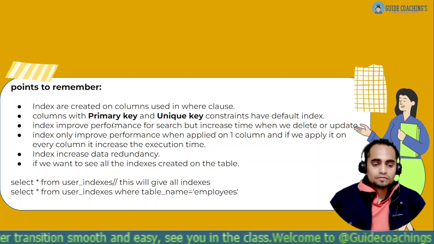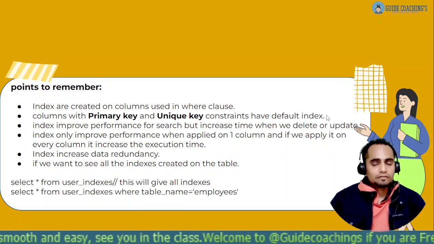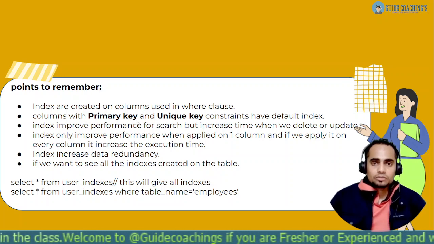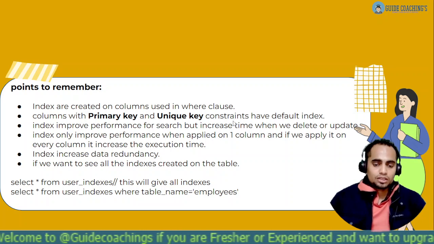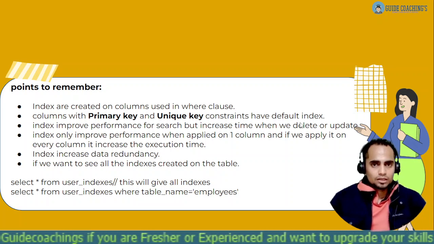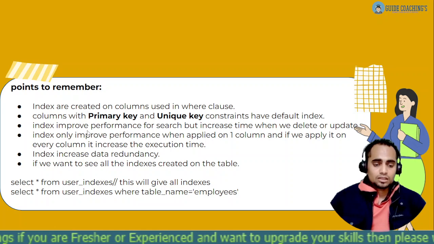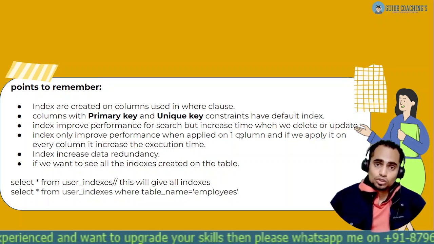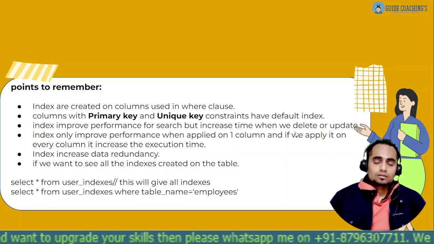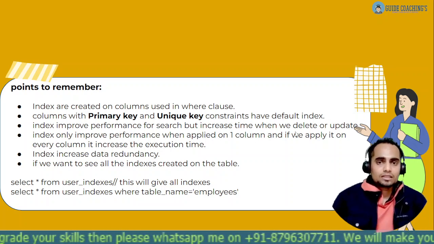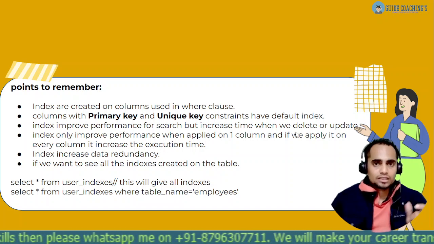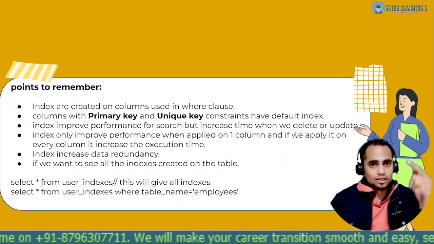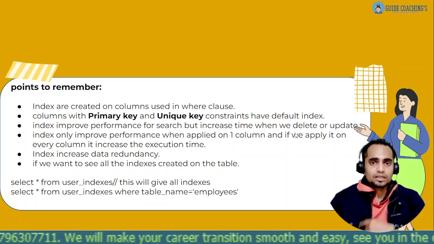Now columns with primary key and unique key constraints have a default index. We have already discussed that. Now the third thing is that an index improves the performance of search, but it also increases the cost of delete and update. So whenever we are deleting or updating something, it takes some time to identify that particular element, so it will again search for that element and then do it.